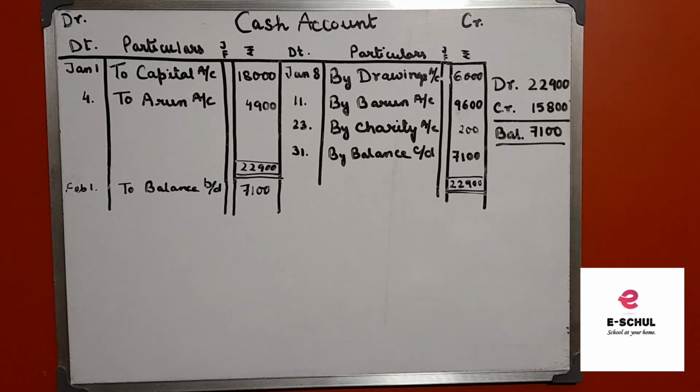31st January, the last date, will be the date. By balance c/d 7,100. So up to this the account is closed. Now I will bring down the same amount on the next month's first day, that is here February 1, to balance b/d 7,100.